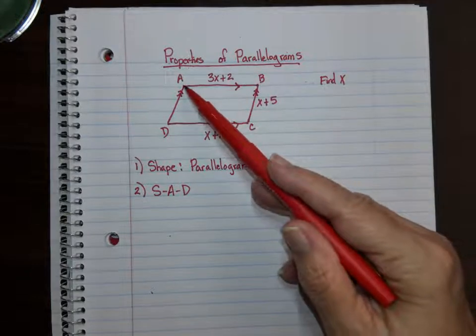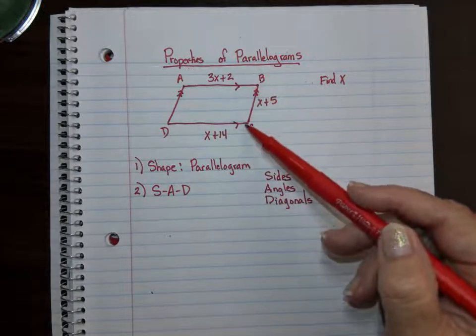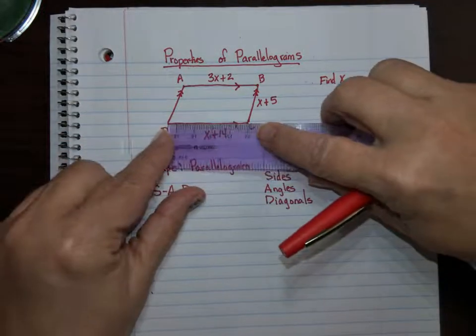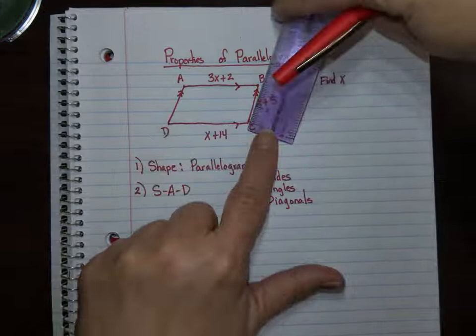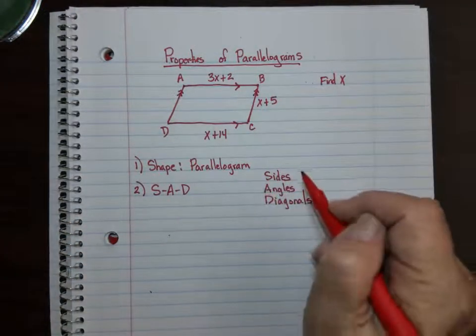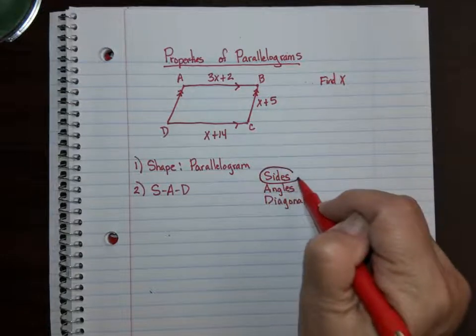So when we look here, these measurements are on the outside of the shape. So these are measuring the lengths of the sides. Like with a ruler, it's measuring the length of the sides. So this one is a sides problem.